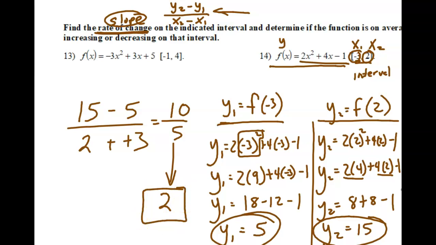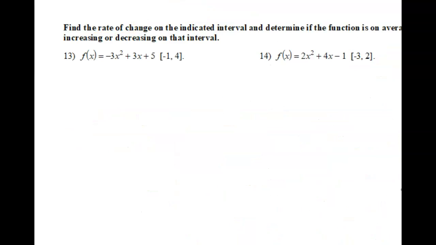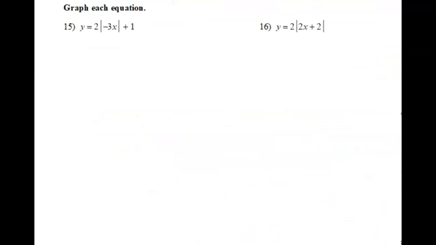And then finally, what we need to do is interpret that as an increase or a decrease. Now, since my slope on average is positive, that would mean that on average, on this interval, the function is increasing. So we would call that an increasing function. If it was negative, then we would say decreasing. So I'll leave you guys to do number 13, and we shall move on to number 16.